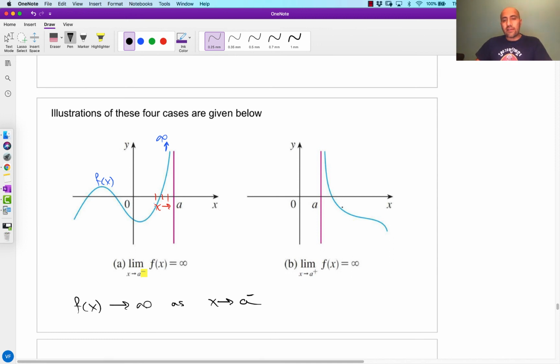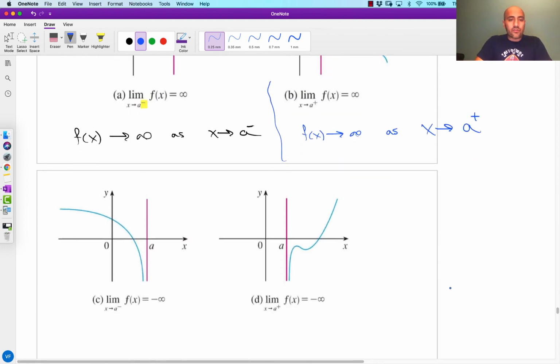Good. Okay, likewise over here, we have x values being selected always from the right-hand side. So they're approaching a from the right-hand side. And we see that the output values are again growing toward infinity. Right? So the limit as x approaches a from the right-hand side of f of x equals infinity. Or we can also say that f of x will grow toward positive infinity as x grows toward a from the right-hand side.